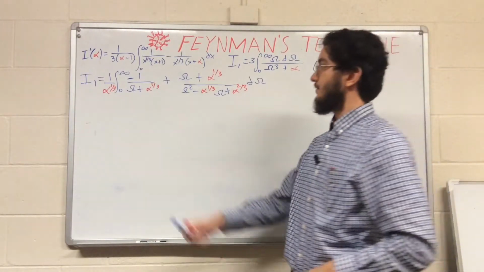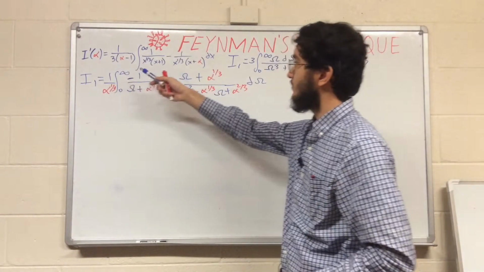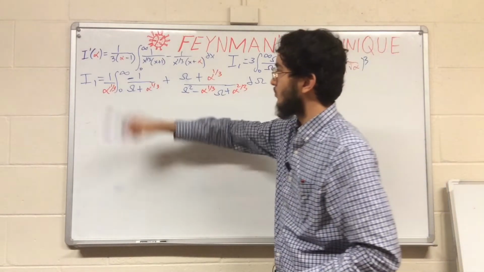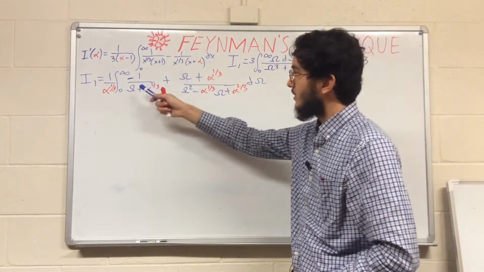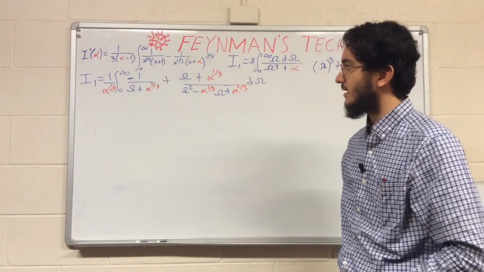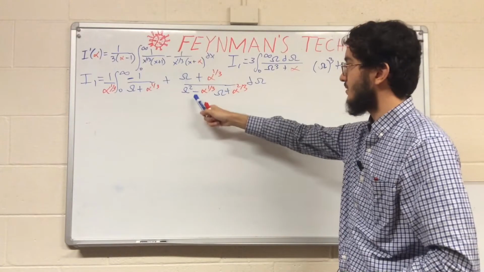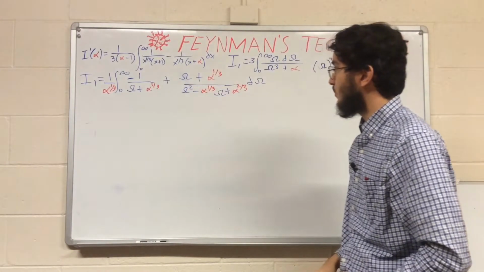Okay, so now that we have the new I1, which is part of the integral of this over here, which is I prime of alpha, we're going to get that it's nothing but 1 over alpha to the 1/3 of the integral from 0 to infinity of minus 1 over omega plus alpha to the 1/3 plus omega plus alpha to the 1/3 divided by this. And this over here has a special way of solving it. So we're going to take a look at that.